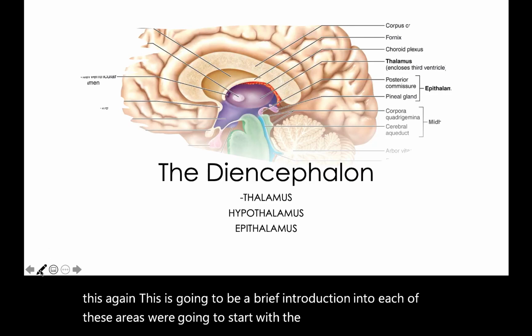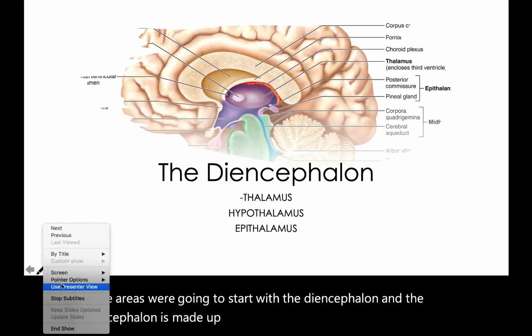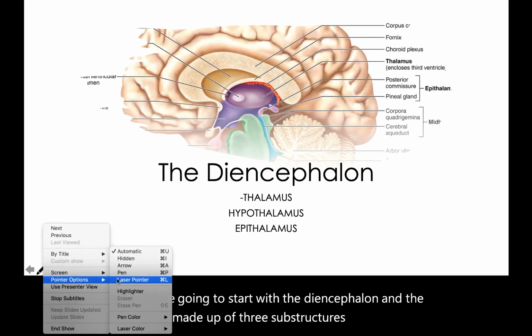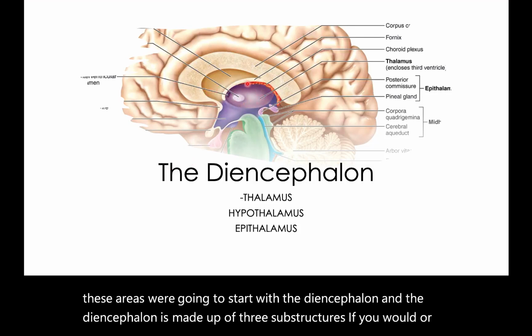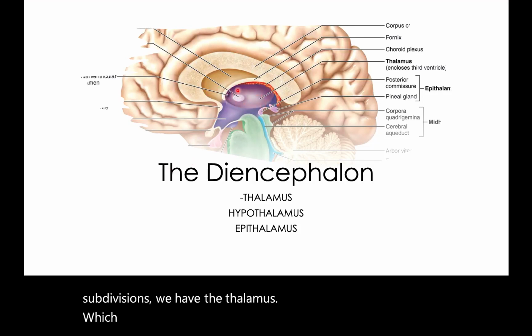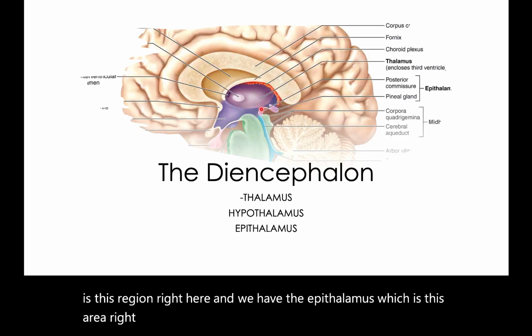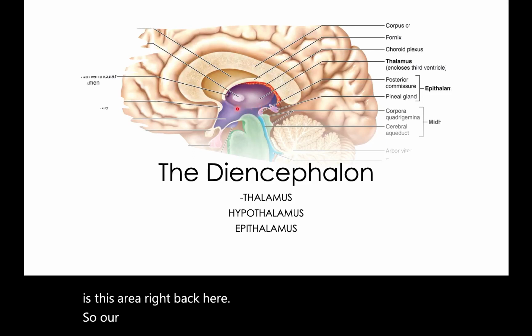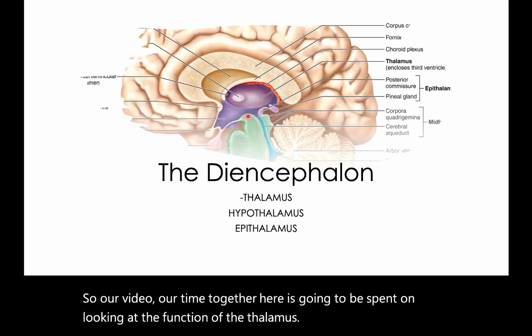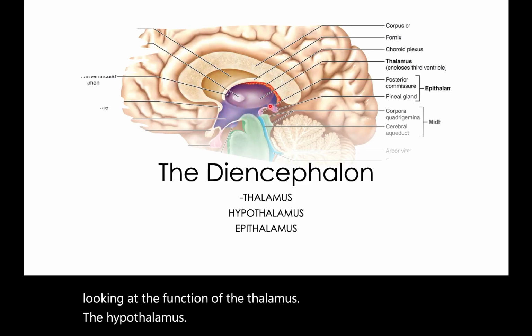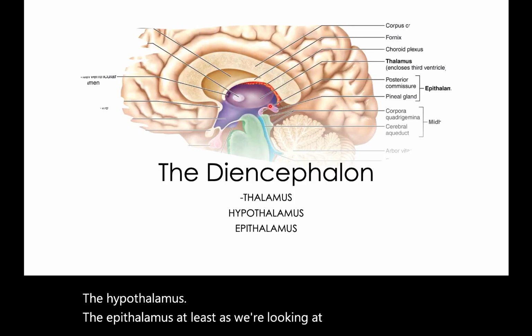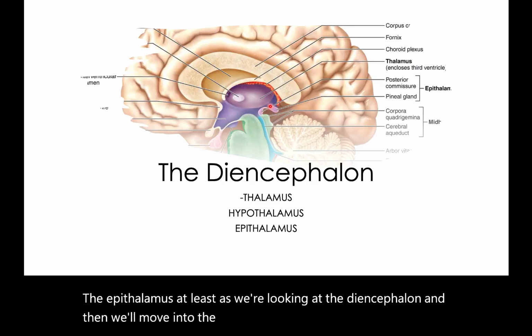And the diencephalon is made up of 3 substructures, if you would, or subdivisions. We have the thalamus, which is this structure right here. We have the hypothalamus, which is this region right here. And we have the epithalamus, which is this area right back here. And so our time together here is going to be spent on looking at the function of the thalamus, the hypothalamus, and the epithalamus, at least as we're looking at the diencephalon. And then we'll move into the brainstem after that.